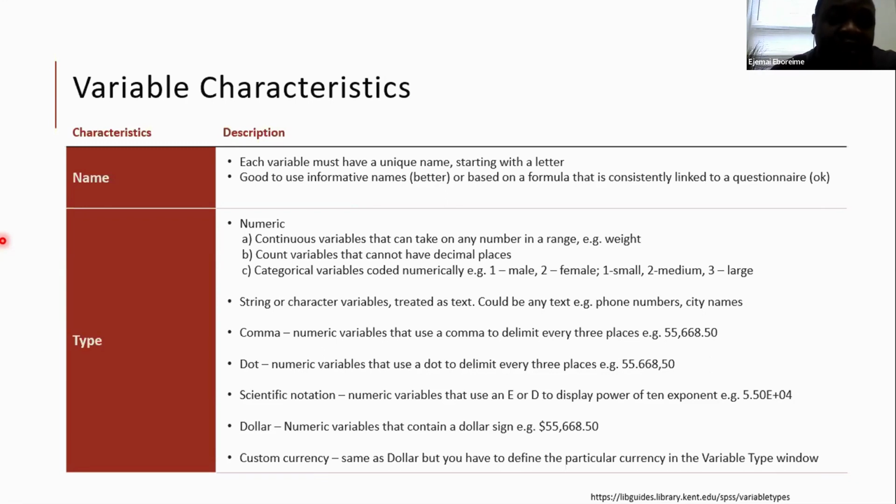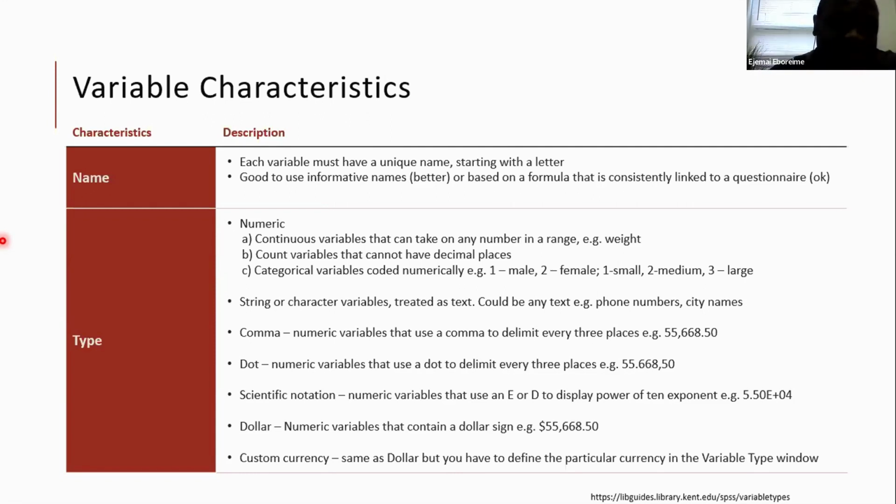But also in SPSS, categorical variables can be coded as numerical. For example, if you're coding sex or gender, you could say 1 represents male and 2 represents female. Or if you're coding ordinal data like small, medium, large, 1 could represent small, 2 medium, and 3 large. So those are numeric variables there.